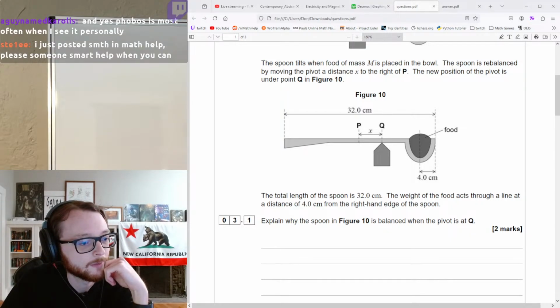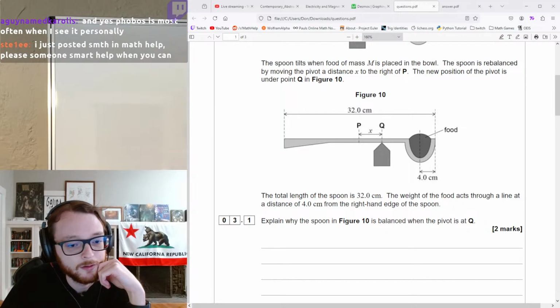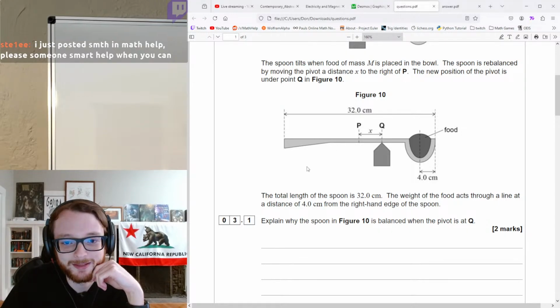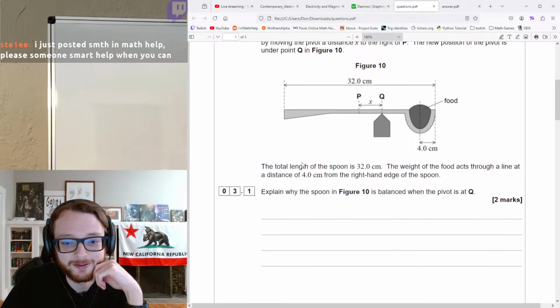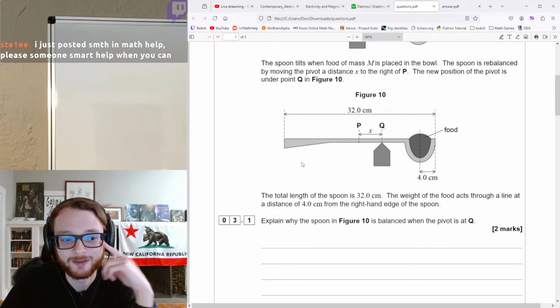Post something in math help. Okay. Oh, that is going to be a rough one. Let me keep looking at Thunder Sky. I'll take a better look at it, but I'd like to figure out what's up with this one.